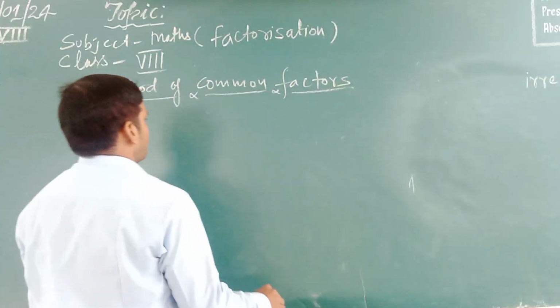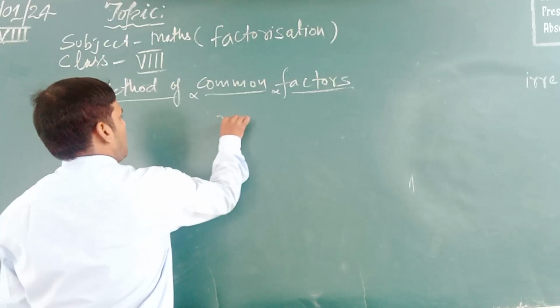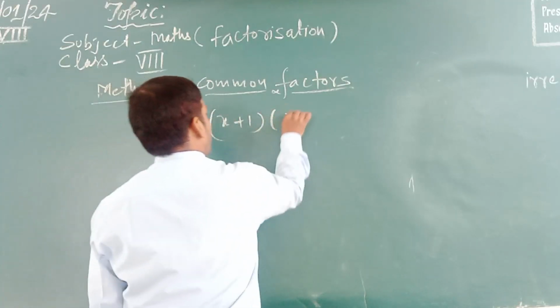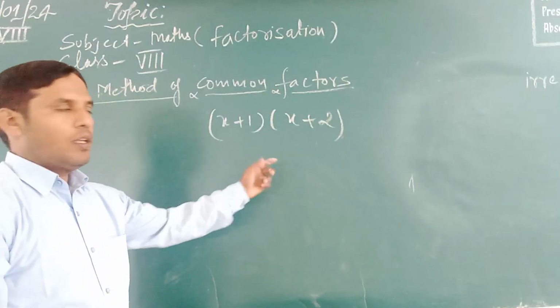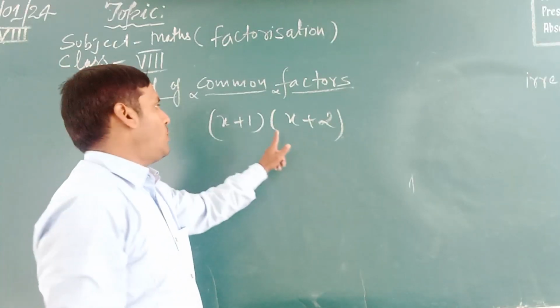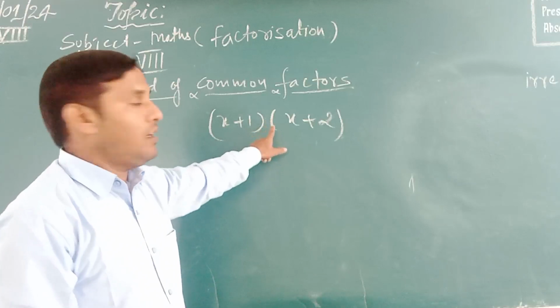Suppose you can say x plus 1, x plus 2. It is already in factor form. If two brackets are there and there is no sign, by default you can say it is a multiplication sign.